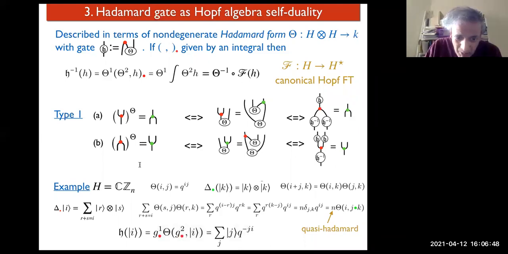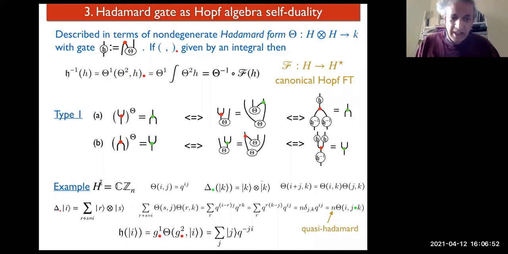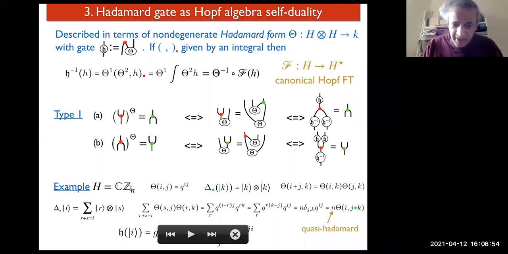So the example that you probably would like, but it's more non-trivial than you think, is H is the group algebra of Z_n. So they're just labeled by I, from I is integers mod n, and so there's a canonical bilinear form on this, which is this theta.